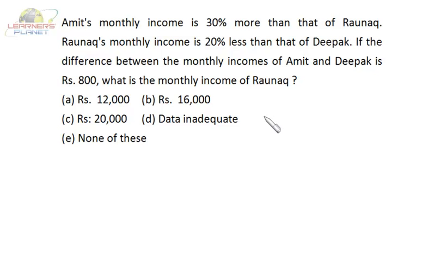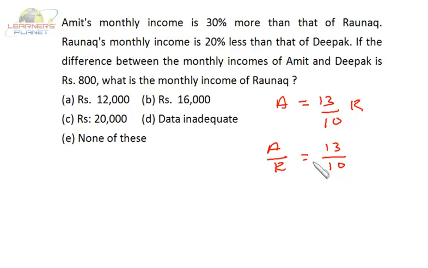Now friends, this is the first question for the session, and this is an application of percentage as well as ratio and proportion. Amit's monthly income is 30% more than that of Ronak. That means Amit's income is 130% of Ronak, or we can say income of Amit is 13 by 10 of Ronak. That means A is to R is 13 is to 10. 130% is 13 by 10.